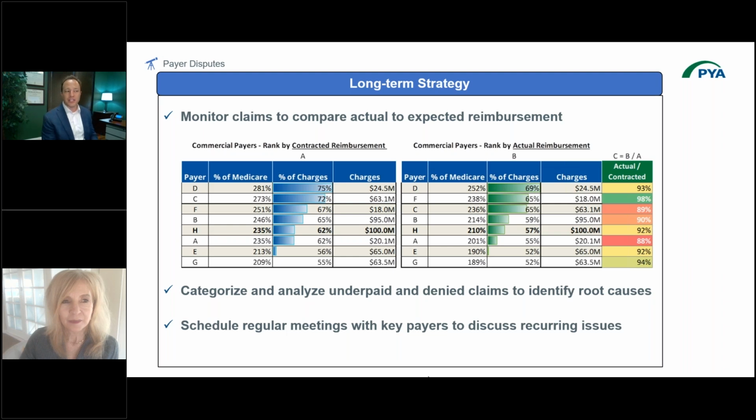Next, I'm going to transition to Jane to discuss long-term strategies for provider-payer relationships. Jane, I will hand it to you.